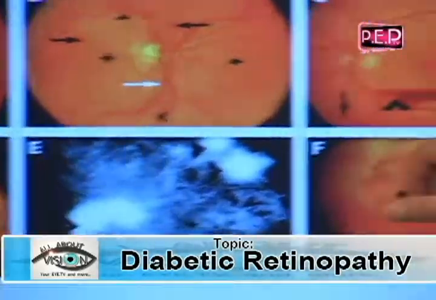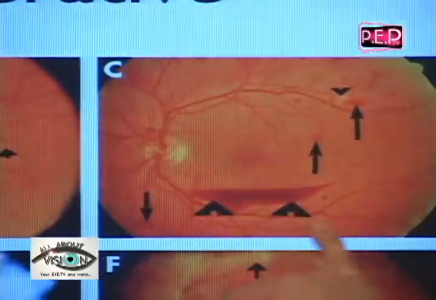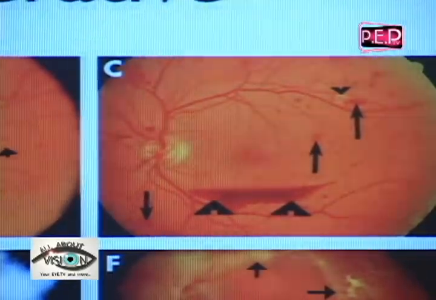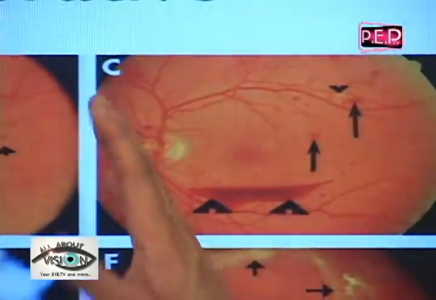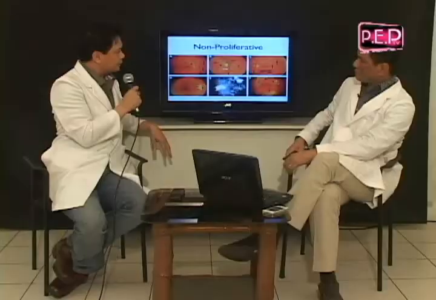As you can see, if it's proliferative, there's already frank blood. A lot of blood. This is hemorrhage already. So on this side it's still non-proliferative, and this is proliferative. Okay, next slide.